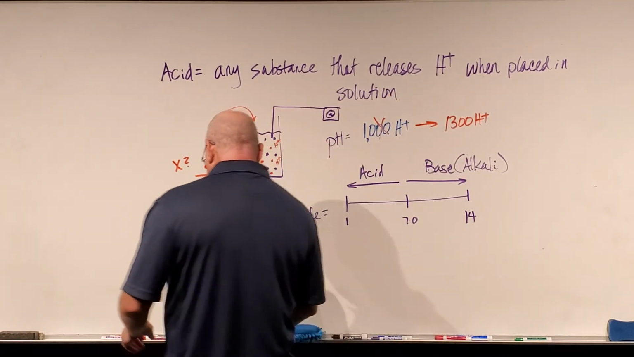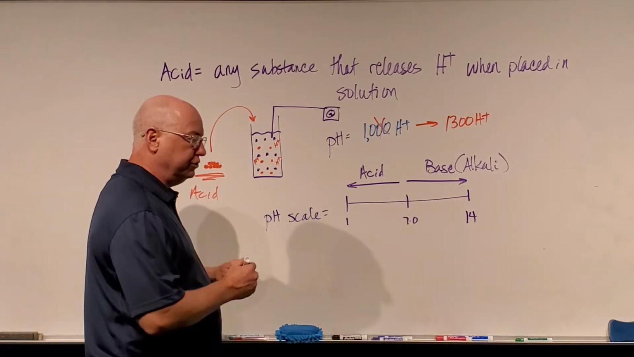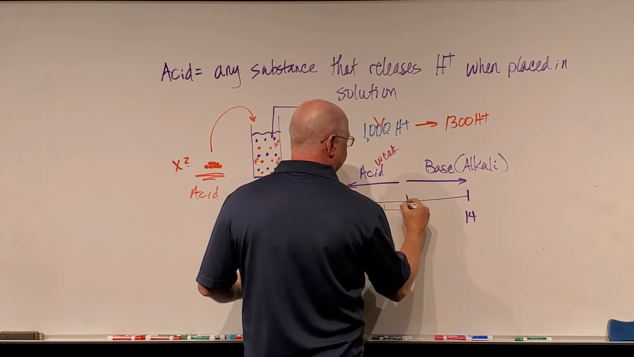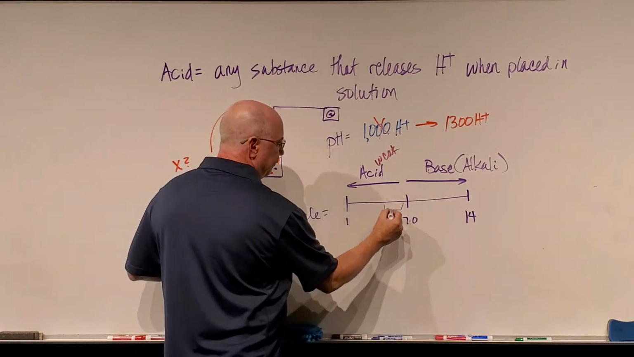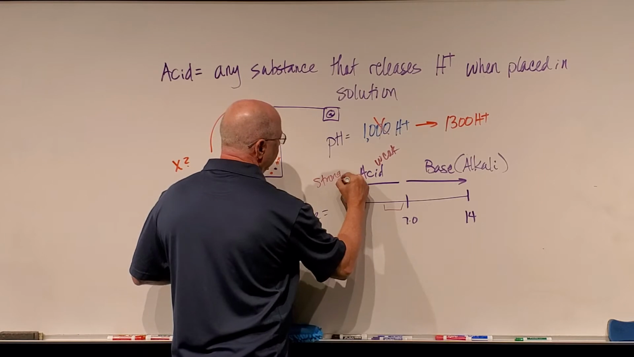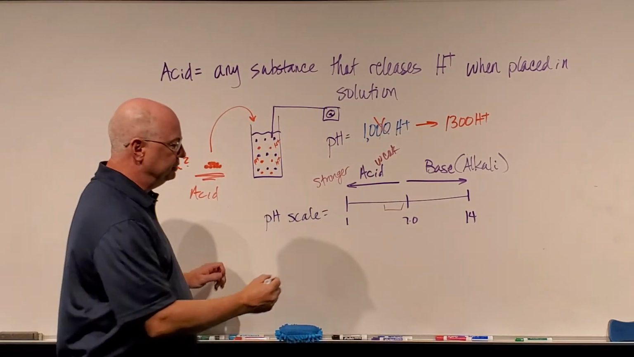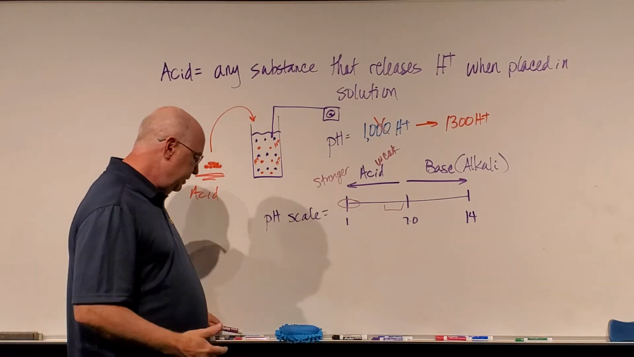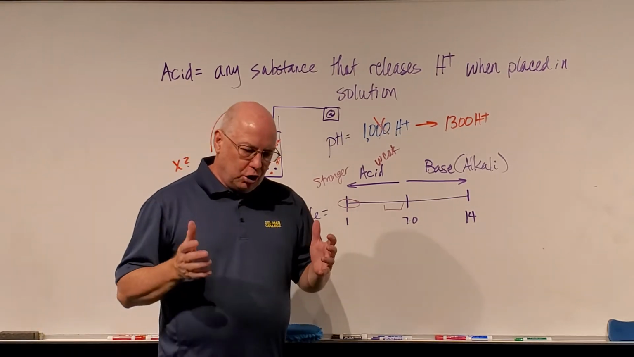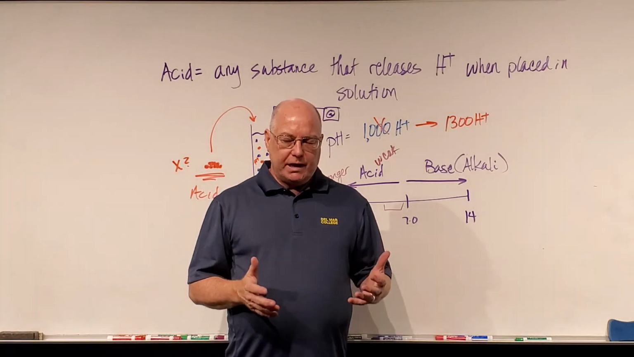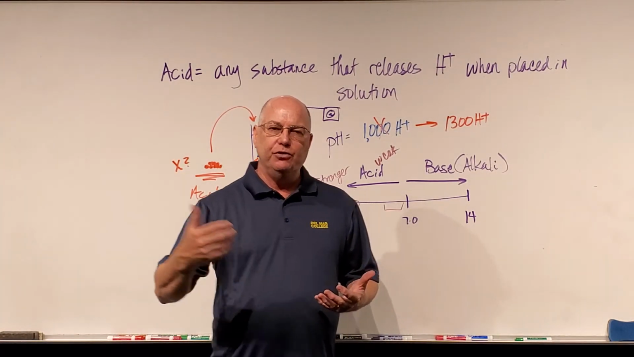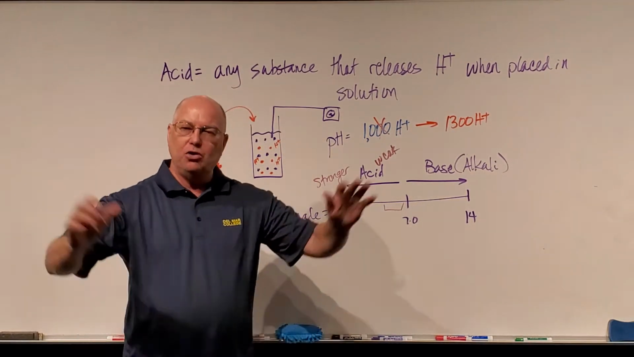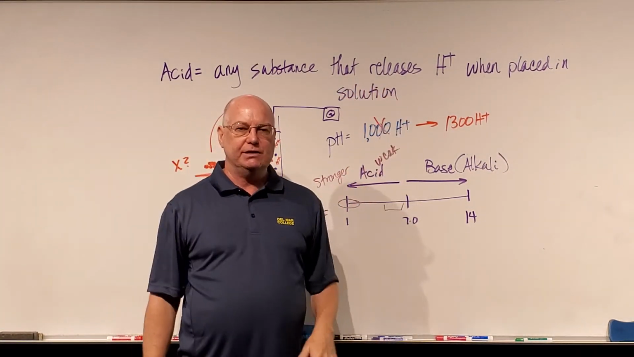Now we're going to talk about the concept of weak and strong acid, so follow along here. This would be a weak acid. The area is closer to 7.0. The further I go away from 7.0, the stronger the acid becomes. These are the strongest acids down here. What does that mean? Well, a weak acid is an acid that releases very few of its hydrogen ions. A strong acid is an acid that releases a whole bunch of its hydrogen ions easily.